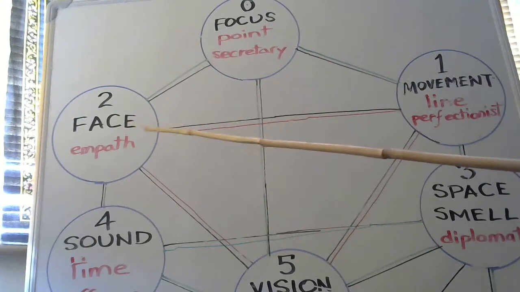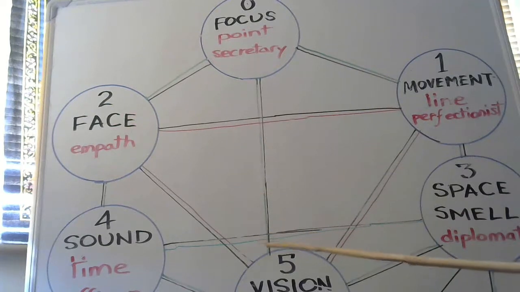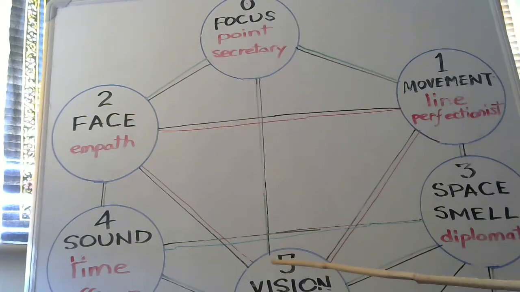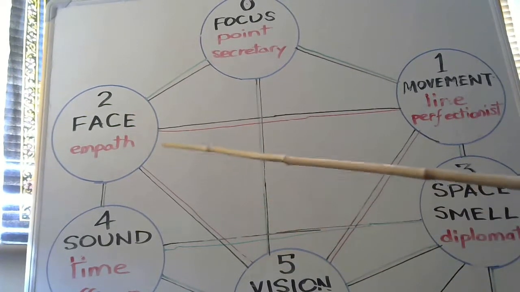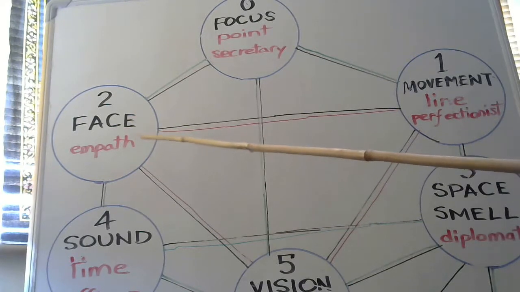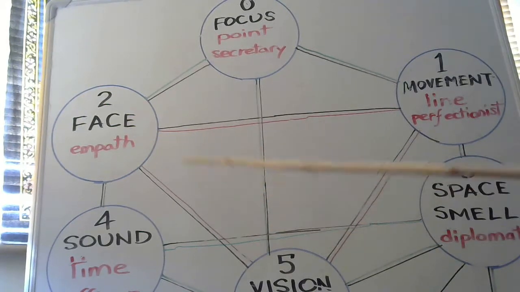Property 19 is being observed, supervising. Property 20 is recognition. So there we have facial recognition.